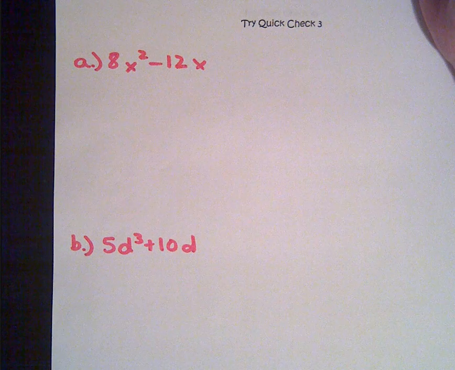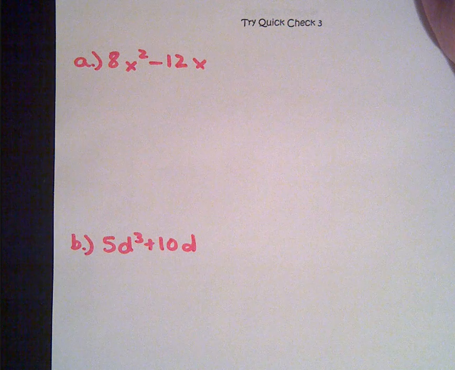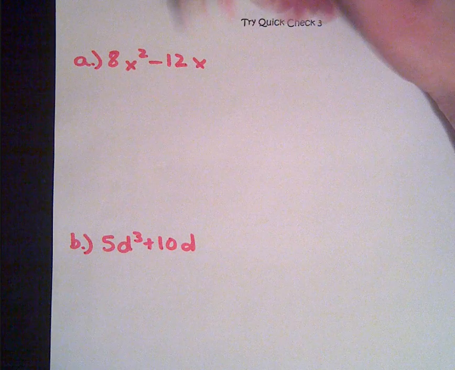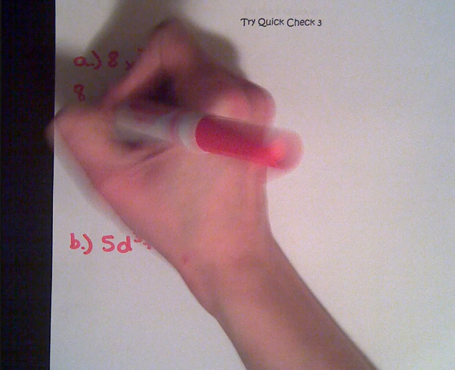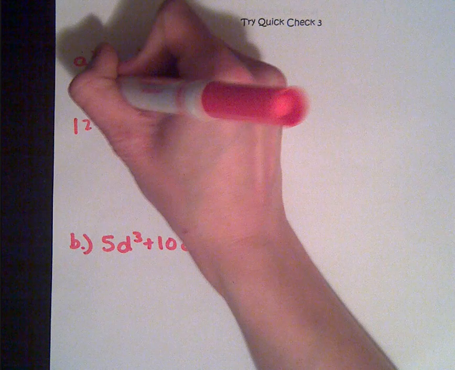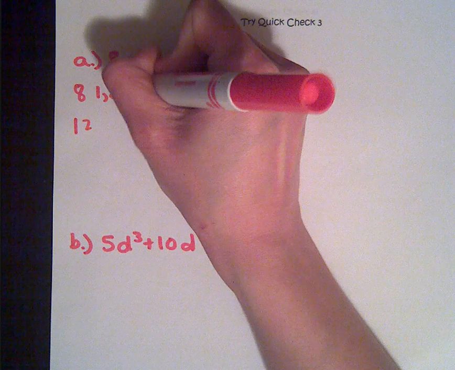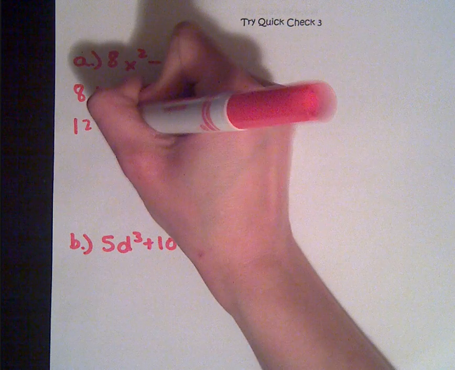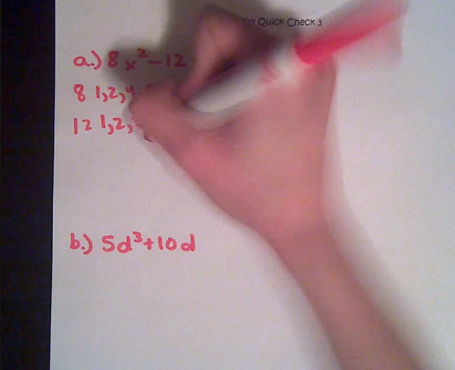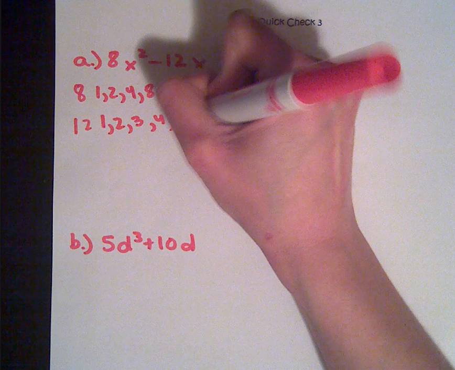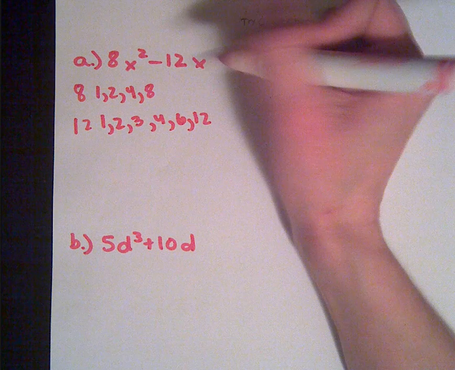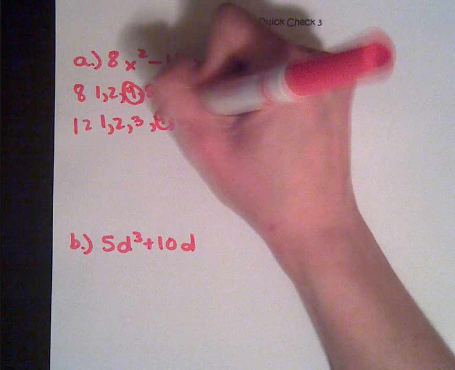Okay, so you are supposed to find the greatest common factor to factor each polynomial. So 8x squared minus 12x. I'm going to write down 8 and 12, and list all the factors. 8: 1, 2, 4, and 8. 12 is 1, 2, 3, 4, 6, and 12. What is the greatest common factor they have? It's the 4. So I take that 4 out.